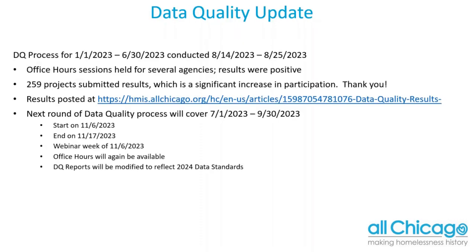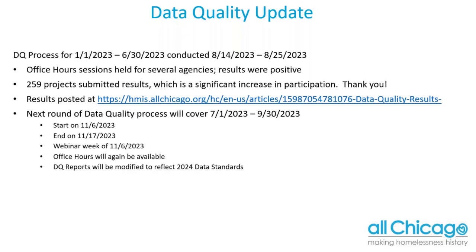For the data quality update, the data quality process for January through the end of June was conducted in August from the 14th to the 25th. We held office hours sessions for several agencies. The results from our perspective were very positive. I think it was good to work together on a few things and have some concentrated time to do those. We had 259 projects submit results. That's a significant increase in participation from the 2022 catch-up. So thank you to everyone for your participation and your work on all of that.